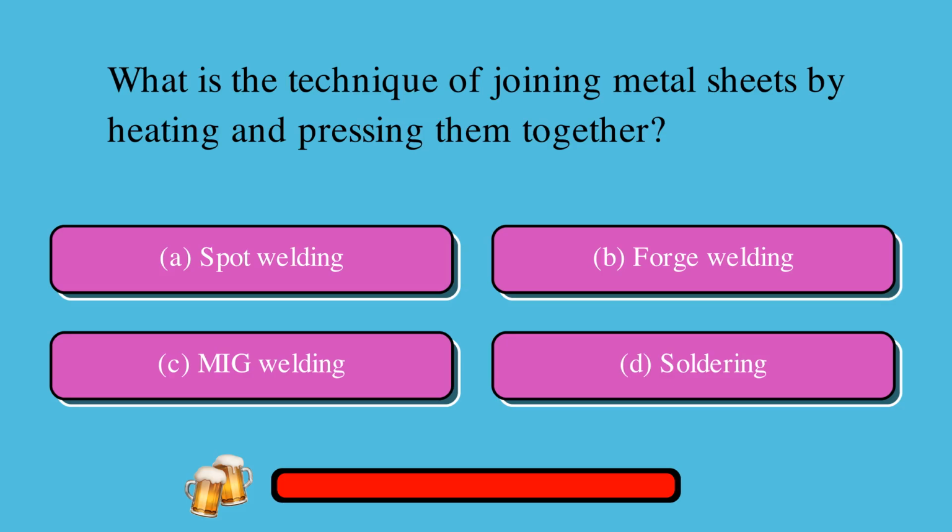What is the technique of joining metal sheets by heating and pressing them together? Is it A. Spot welding, or B. Forge welding, or C. MIG welding, or D. Soldering? The correct answer is A. Spot welding.